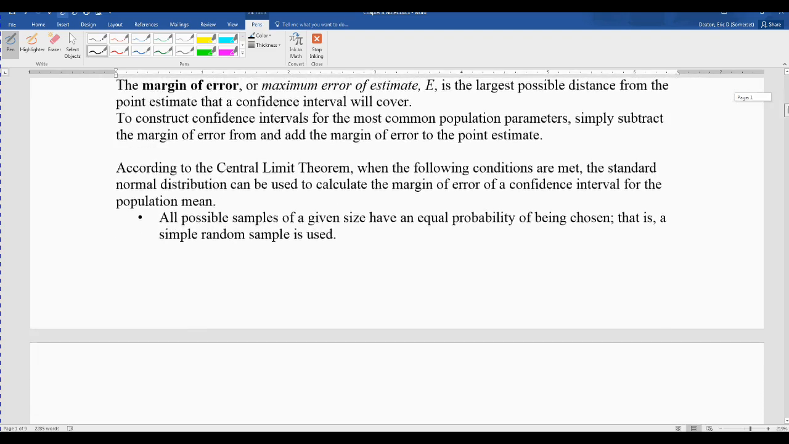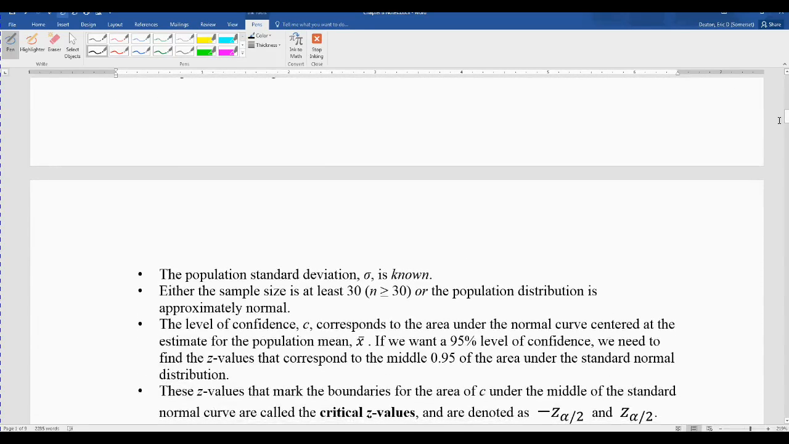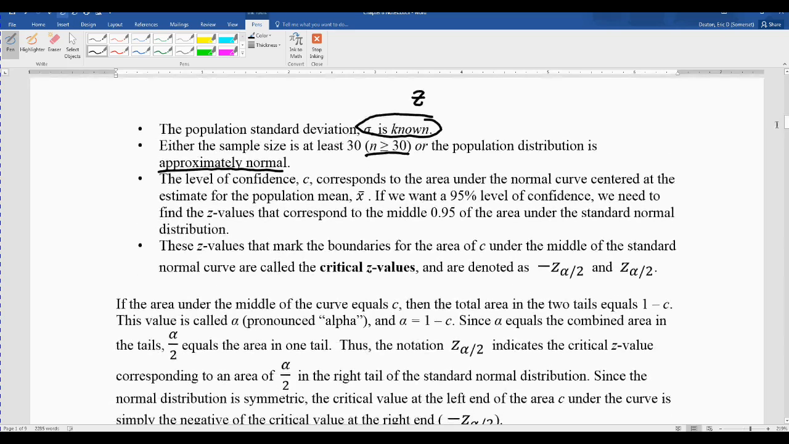Central limit theorem will be used mainly in this class if the sample size is greater than or equal to 30, or if the population distribution is approximately normal. The main thing is the sigma is known. If sigma is known, if the population standard deviation is known, that's a z. Just keep that in mind, that's a z in this class.